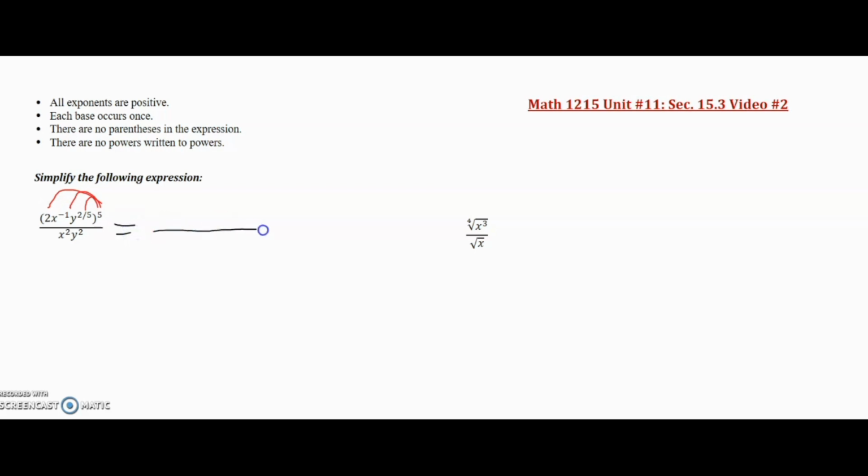So on the top, I will get 2 to the fifth power. Remember, that's because 2 already had a power of 1, and 1 times 5 is 5. The next one is the x. X being raised to the negative 1 times 5, that's negative 5. And then finally, my y, I have 2/5 times 5. Well, that just gives me a 2. On the bottom, I've done nothing. I will leave it as x squared times y squared.